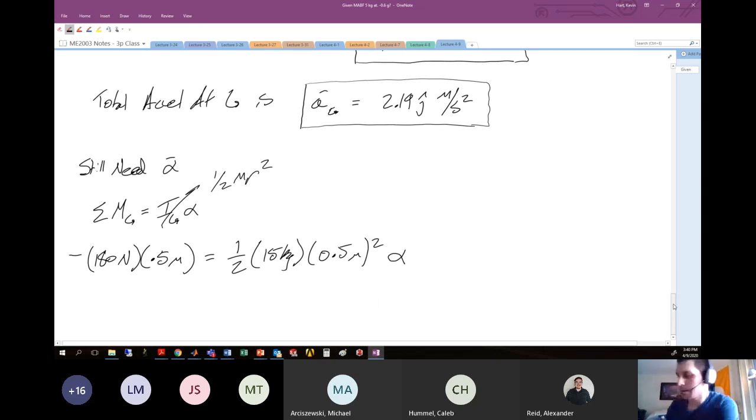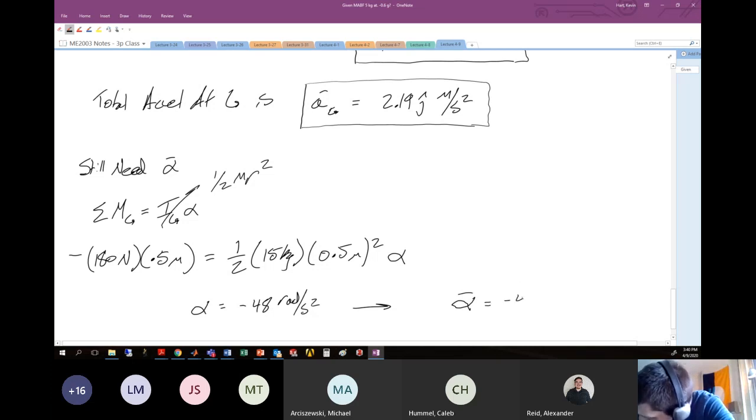Okay, so now when the dust settles, you can solve for alpha. It's the only unknown that we have. The magnitude of the angular acceleration is going to be negative 48 radians per second squared. So in vector form, the angular acceleration is negative 48 radians per second squared, k hat.